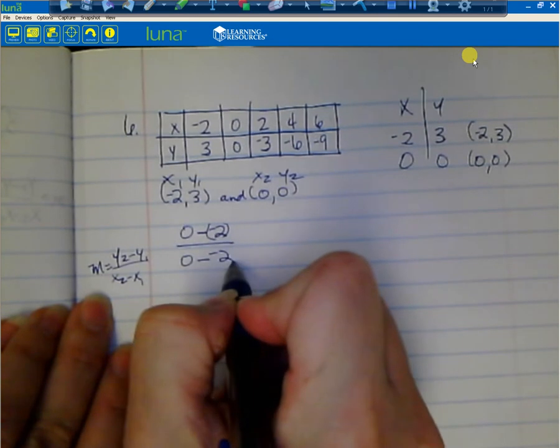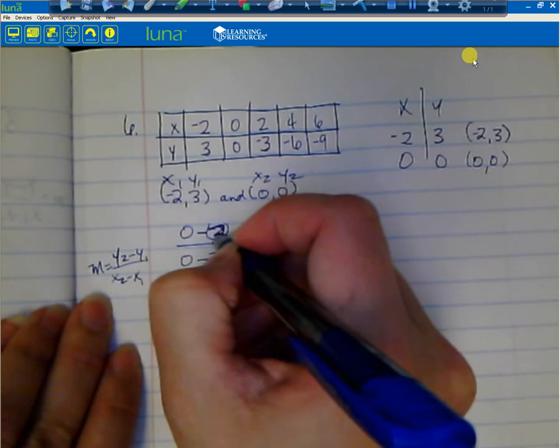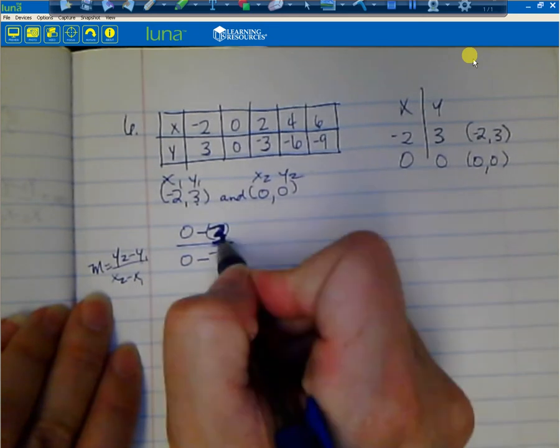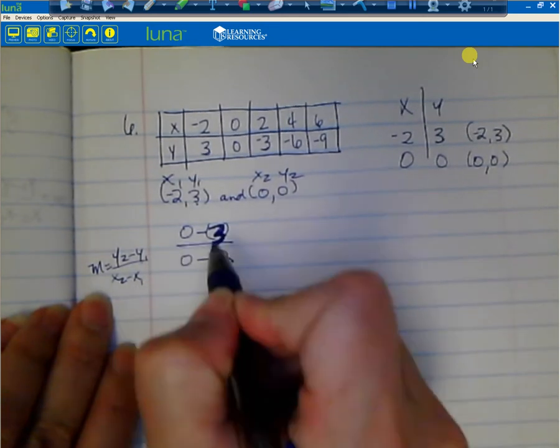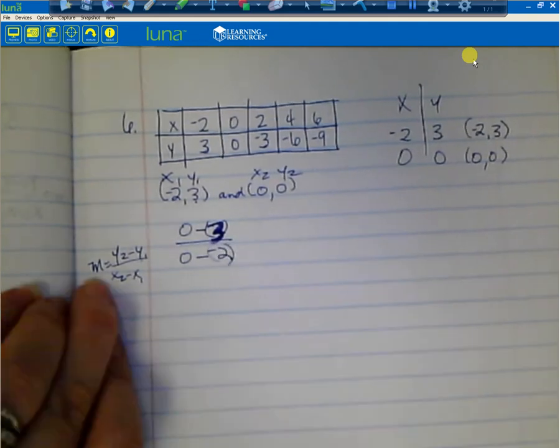I'm sorry, I did that wrong. My y1 was 3. I got ahead of myself. My y1 was 3, so it's 0 minus 3 on top and 0 minus -2 on the bottom. I'm sorry. Please correct that if you made that mistake with me.